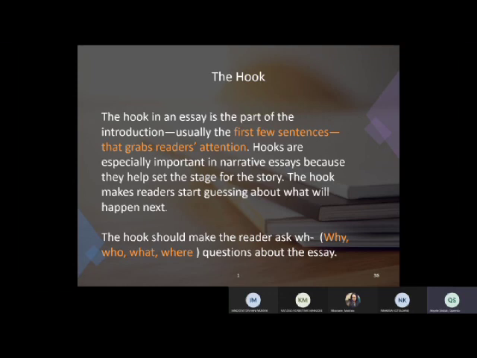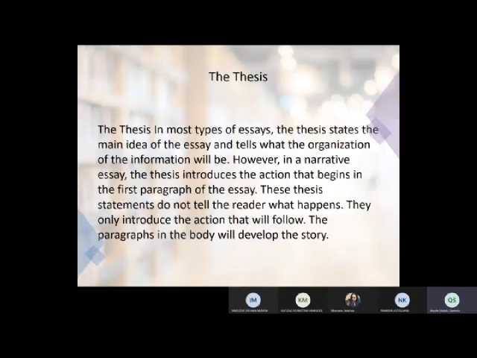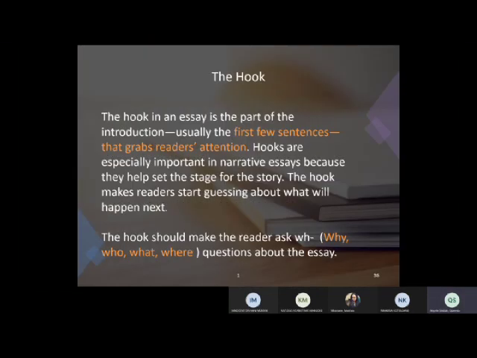So hooks are especially important in narrative essays because they help set the stage for the story. The hook makes the reader start guessing about what will happen next. So the hook should make the reader ask the following questions, right? The why, the who, the what, and the where. So your hook should make them ask these questions.